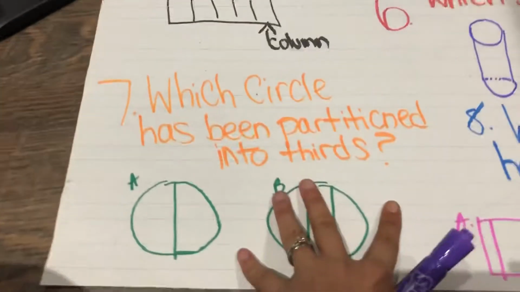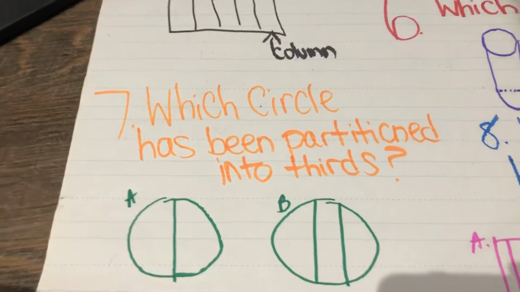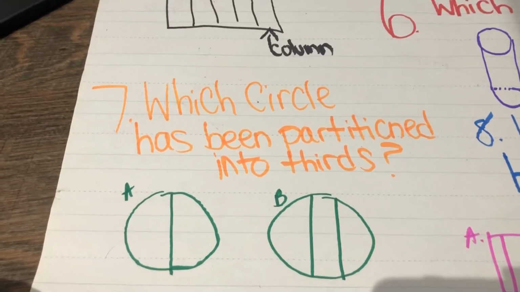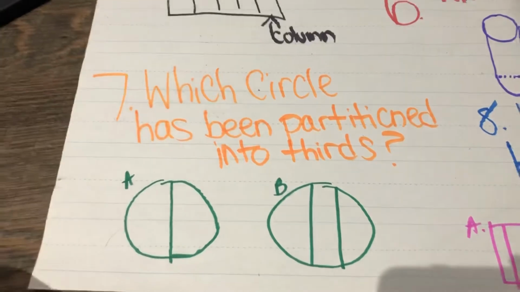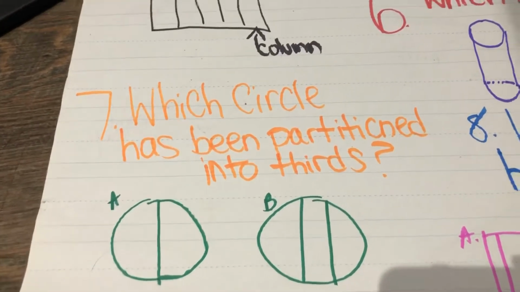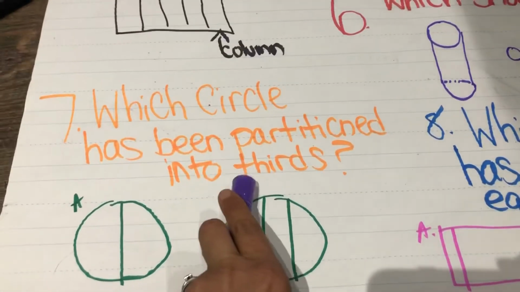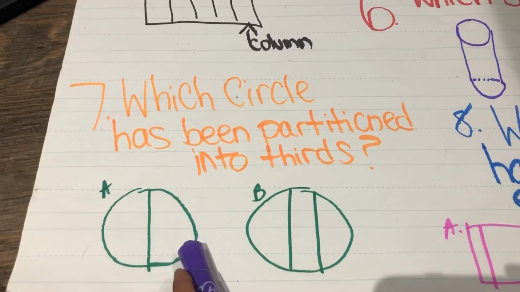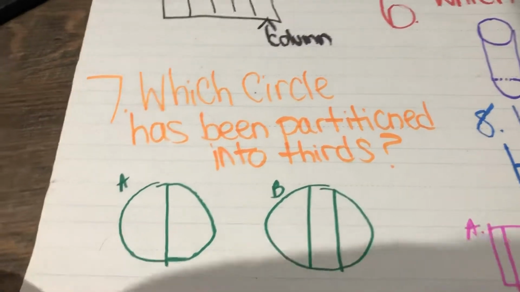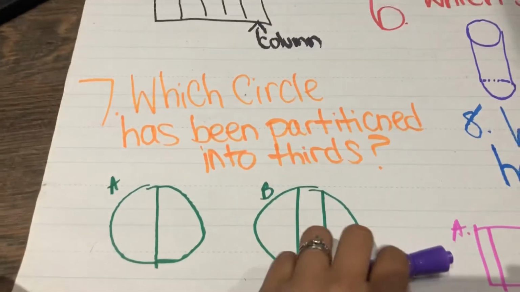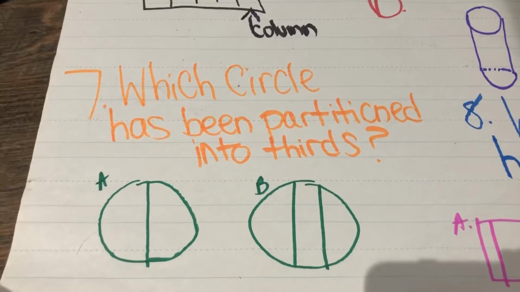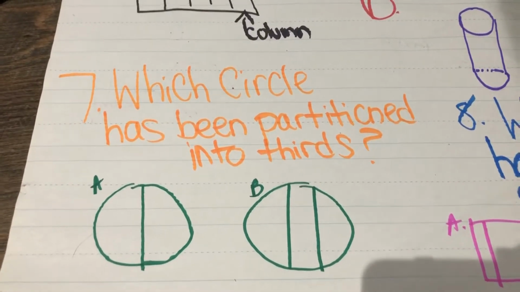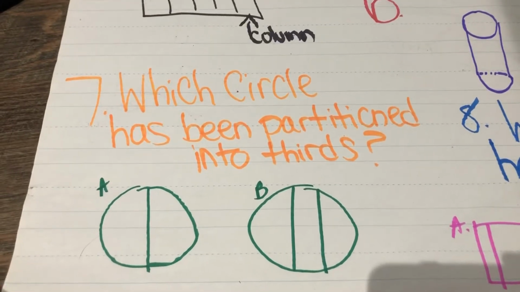Last one over here, number 7. Which circle has been partitioned into thirds? Partitioned means divided up into, and here's the important word, thirds. So they've both been partitioned, but which one has made something that has thirds? Thirds, you should hear the word 3 in it. Write your answer down, A or B.